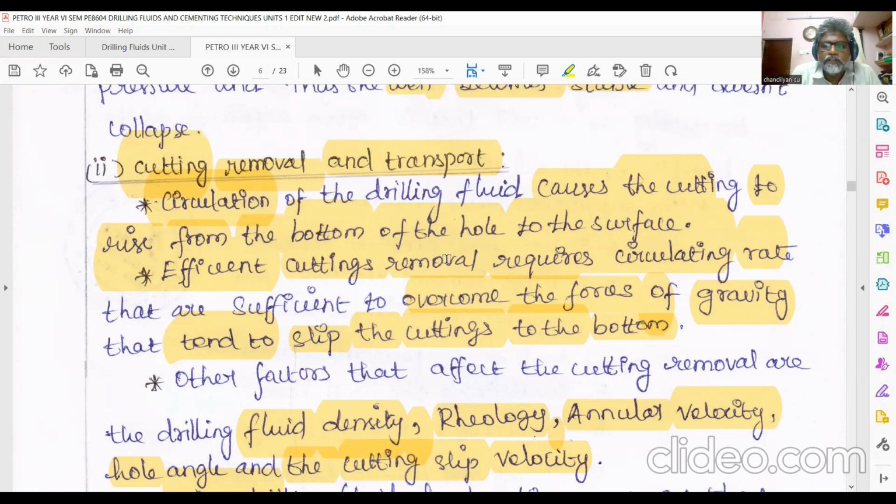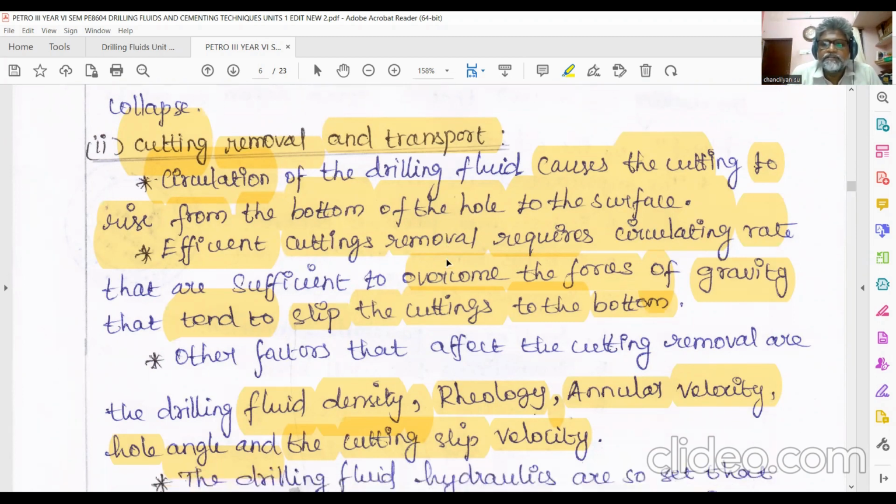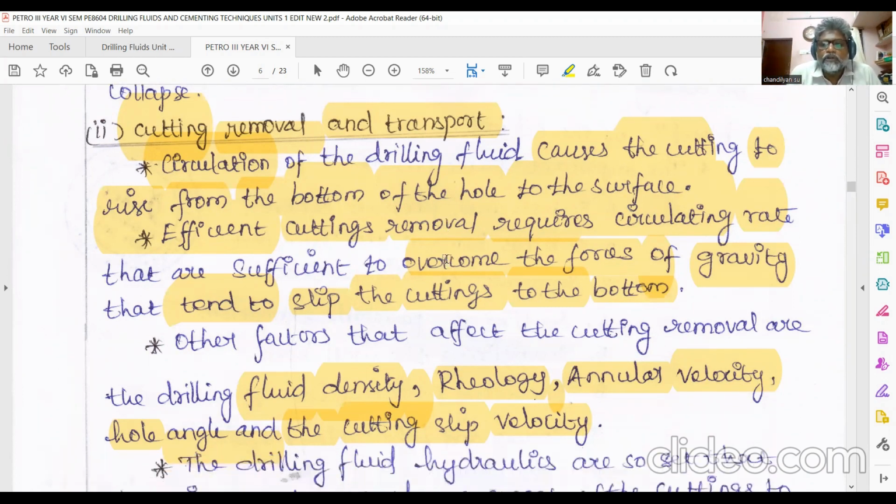If the circulating rate of the drilling fluid is not maintained, what will happen? Because of the force of gravity, the cuttings will tend to slip down, reach the bottom and settle there. As a result, we will have drill bit balling. Drill bit balling is a lot of thick mud, the solid portions of the drilling fluid, sticking to the drill bit and giving a ball-like effect. That's called drill bit balling.